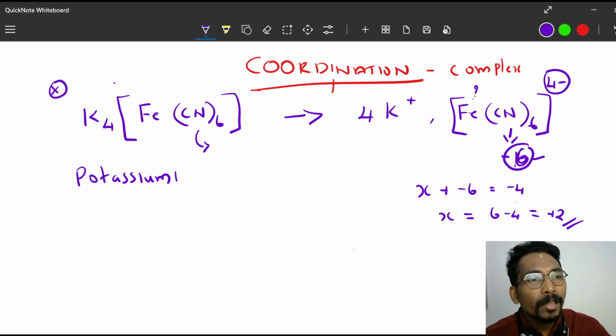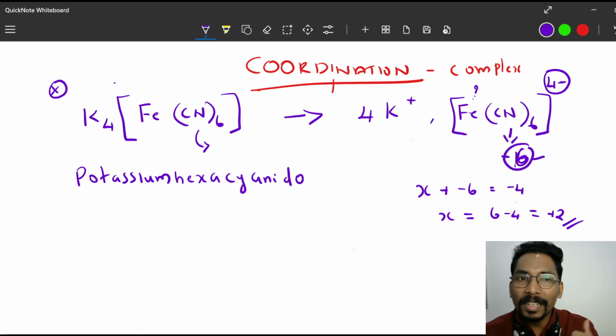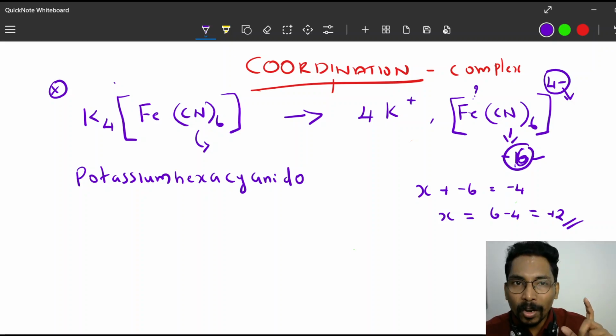So potassium hexacyanido. So the ligand is finished, then the central metal atom. One more important thing, see, in this complex the charge of the coordination sphere is negative. If the charge of the coordination sphere is negative, you have to add ATE to the name of the central metal atom. Okay, so all these are rules. So we are studying rules for nomenclature by doing examples.